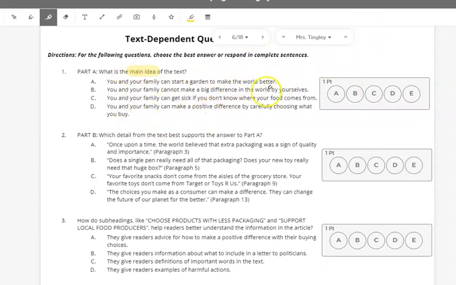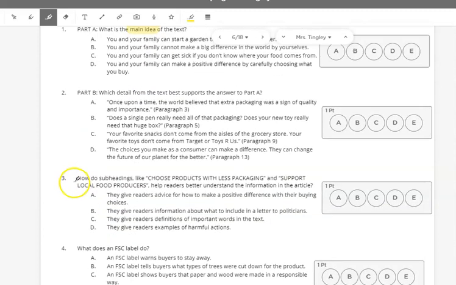Go ahead and choose your answer after reading through the options. B. Which detail from the text best supports your answer for A? What evidence or facts or an example of their opinion helps you find the main idea? Go ahead and answer number 2.